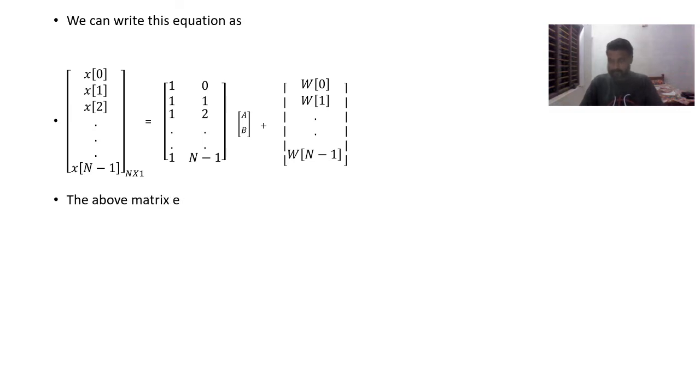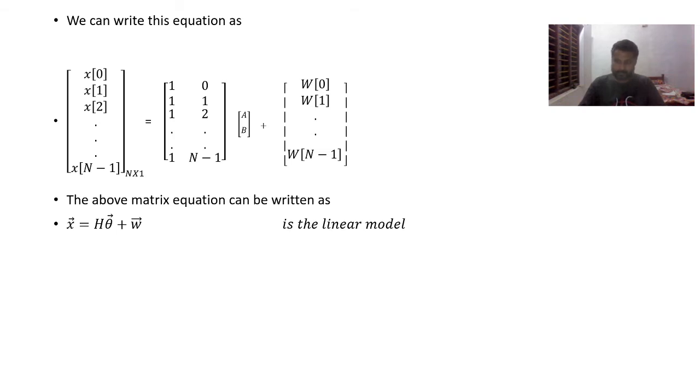And that is nothing but the linear model, and that equation we can call a linear model. It can be represented as x equals h theta plus w, where h is referred to as the observation matrix, and w is nothing but white Gaussian noise with mean 0 and variance sigma square.